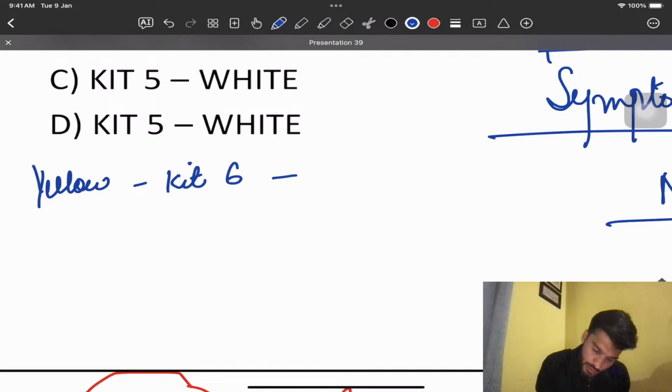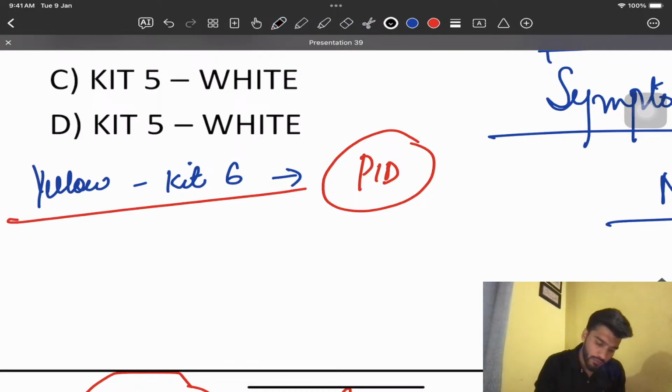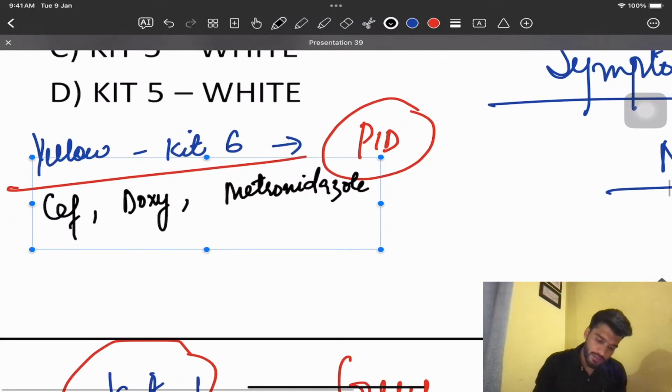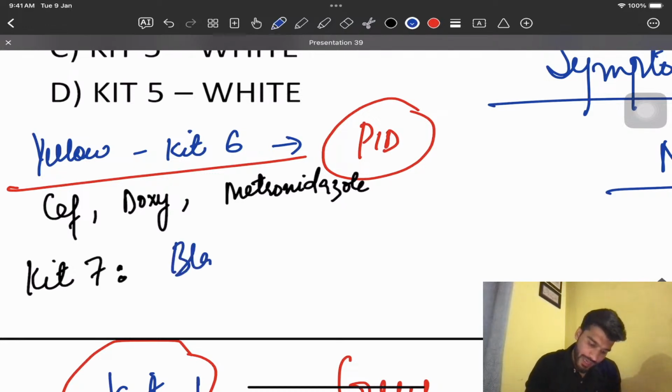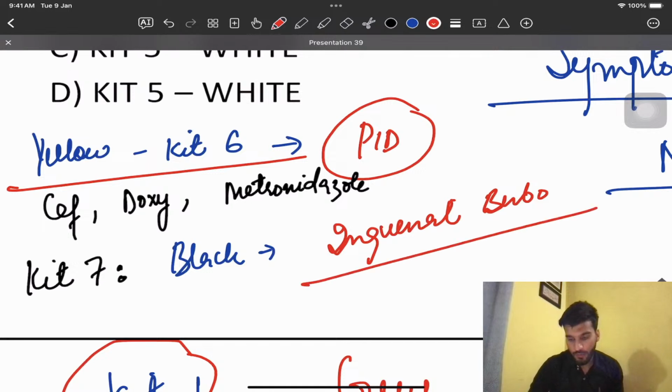If I talk about yellow kit 6, it will be associated with pelvic inflammatory disease, PID. Any lower abdominal tenderness or lower abdominal pain, a patient is coming, you are giving the yellow kit, kit 6. Okay guys, what are the drugs inside the yellow kit? We have ceftriaxone, doxycycline, and metronidazole. And we have the last kit, my dear students, kit 7, which is black color, that is for inguinal bubo. What is inguinal bubo, guys? Inflamed lymph nodes.